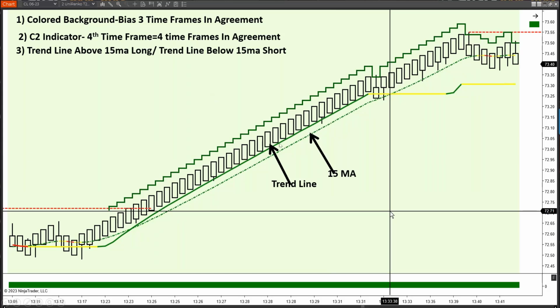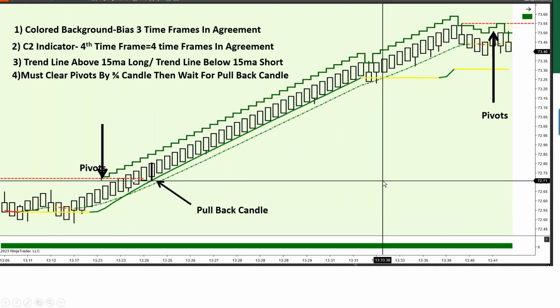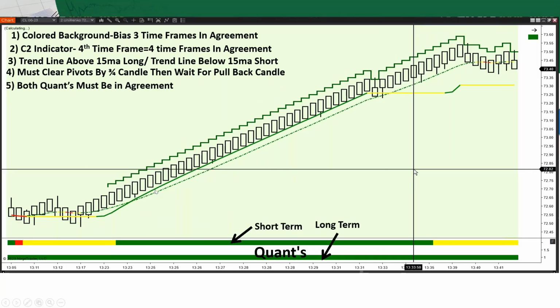The next thing is the solid line is our trend line, and the dot dash line we just call the 15. It's not a 15 period moving average. It is a 15 period, but it's our 15 period moving average. We always want the solid line going above the 15 going up and below going down. If we run into an obstruction, a pivot, higher time frame support, the VWAP, whatever it might be, we must wait until it breaks that pivot or obstruction by 3/4 of a candle, and then we must have a pullback candle. And I'll explain a little bit later why we wait for the pullback candle.